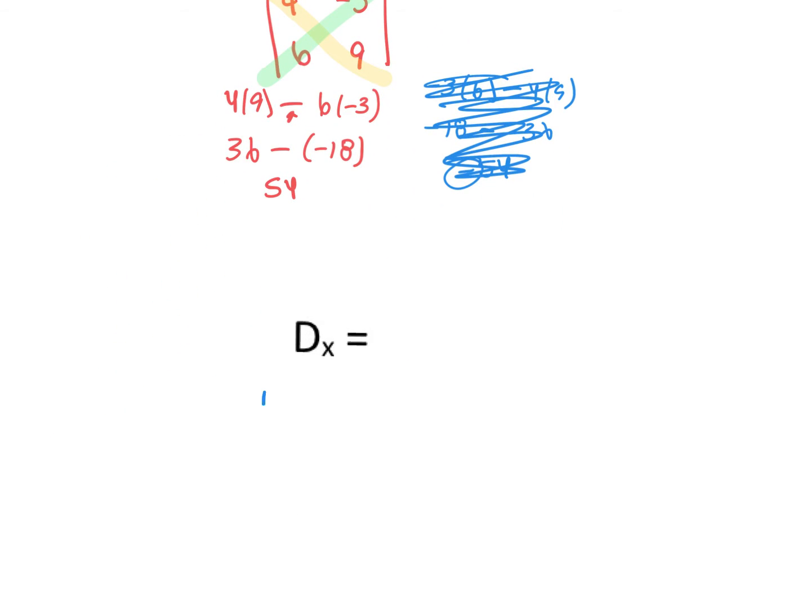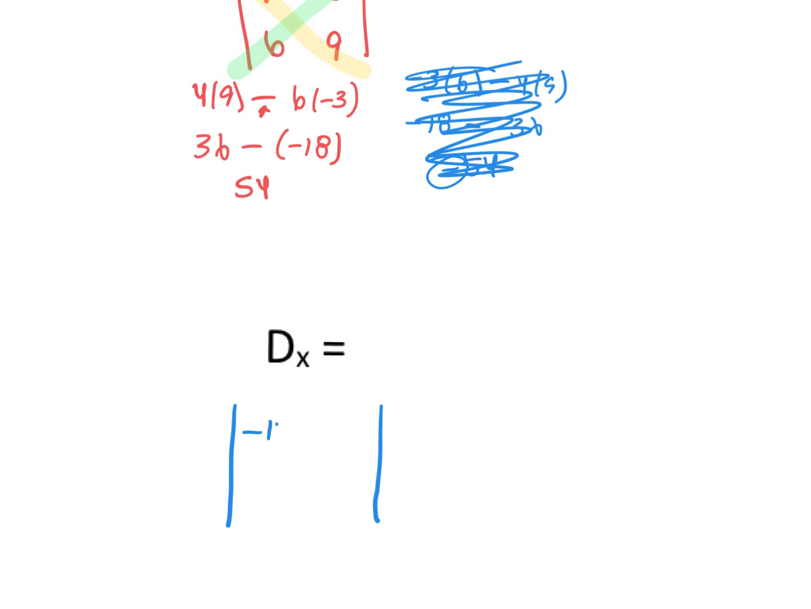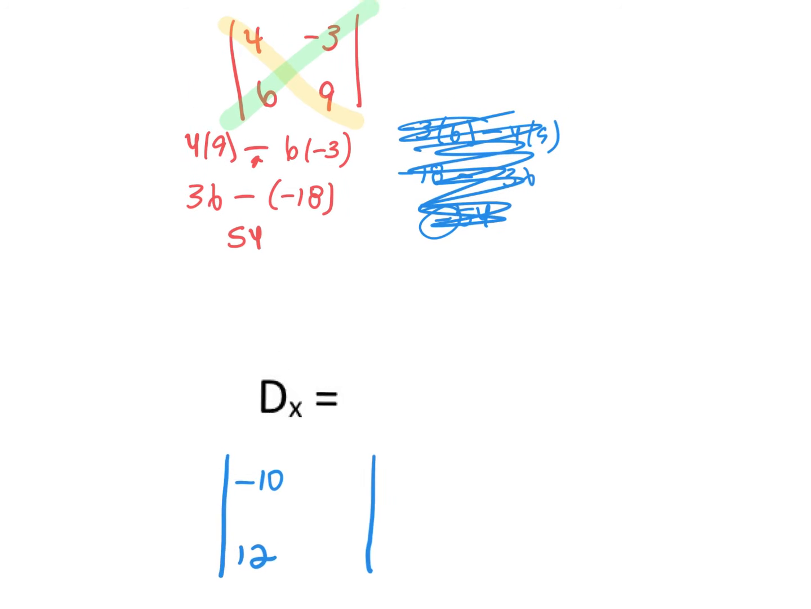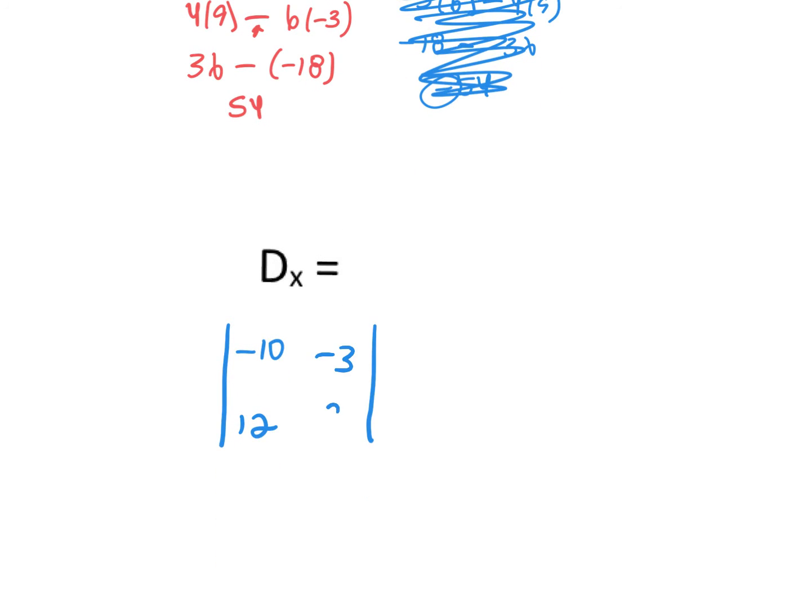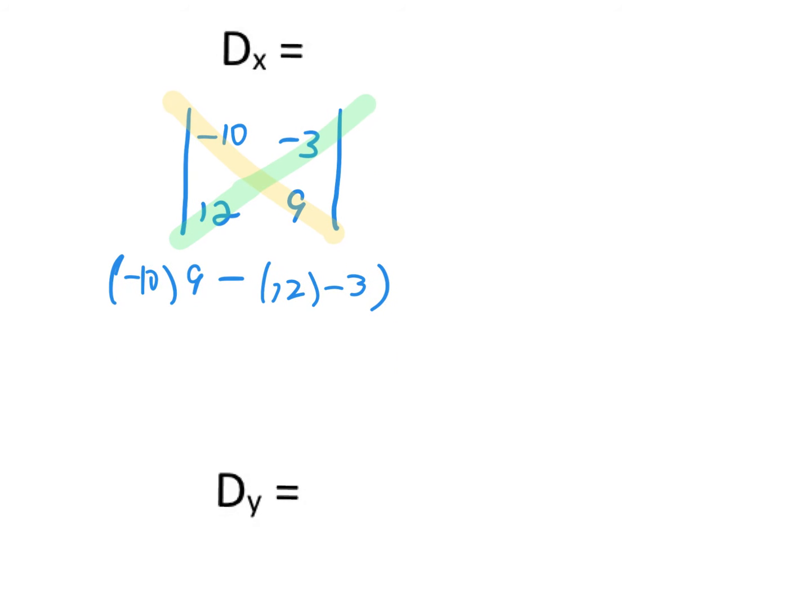So now when we do d sub x, that means instead of my x coefficients, I plug in the answer. So I have -10 and 12. And then my y is -3, 9. So -3 and 9. Again, top left to bottom right. So I have -10 times 9 minus, and then I have 12 and -3. So 12 times -3. This is you guys showing me your work.